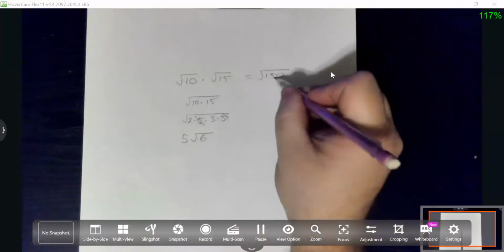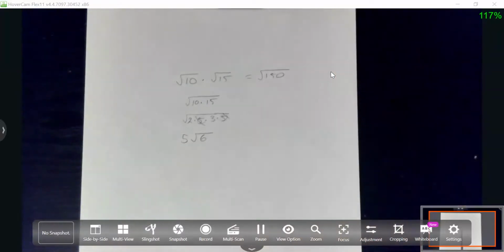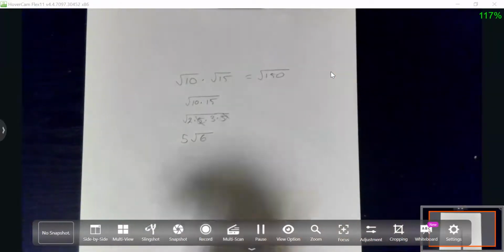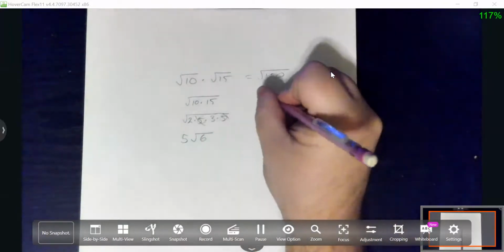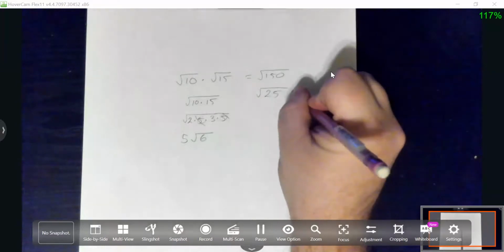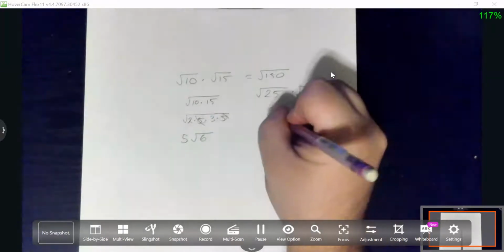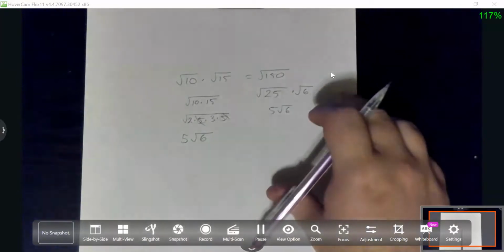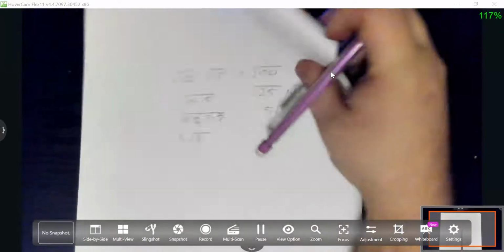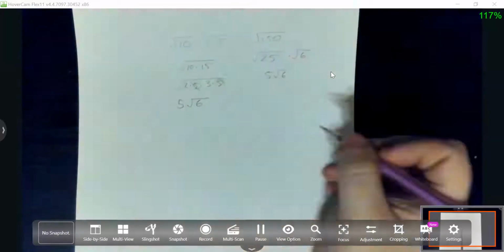Another way, we can just go straight to 150. Now that's a little bit uglier maybe, but I know that 25 goes into 150 because that's like $1.50. So that's square root of 25 times the square root of 6, and that gives me 5 root 6. We could do this using the trees. And we could have done the trees at any point.